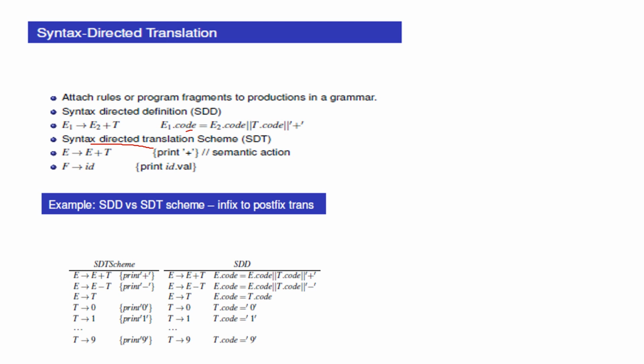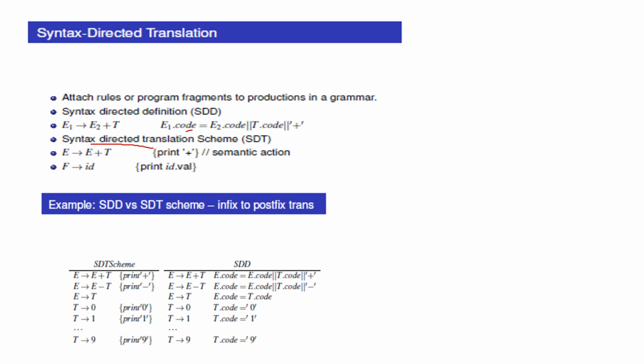SDT means, as I said before, there are semantic actions embedded within a program, embedded within the productions. What is this action? E tends to E plus T means print plus. E tends to E minus T is subtract the value. And T tends to 0 means print 0. T tends to 1 means print 1. T tends to 9 means print 9. What is SDD? It is a definition.